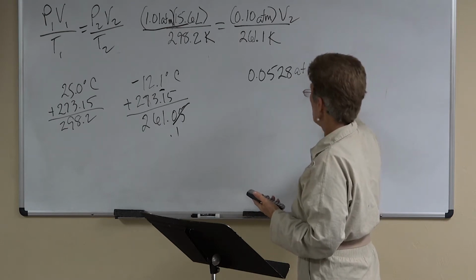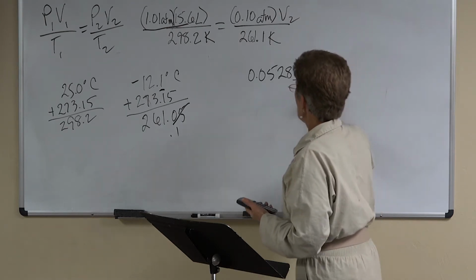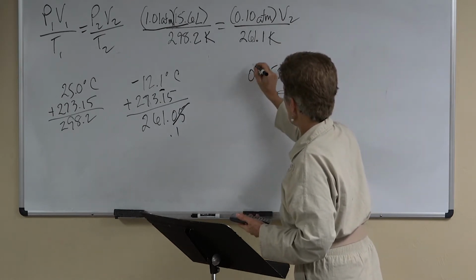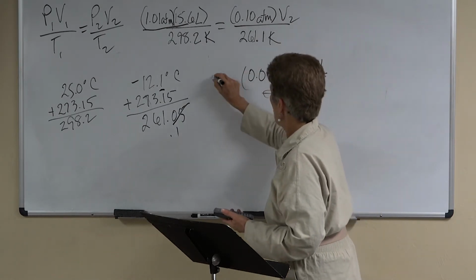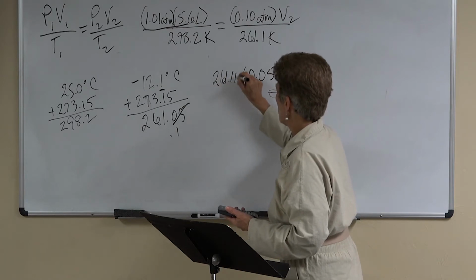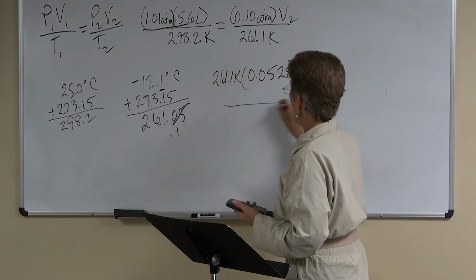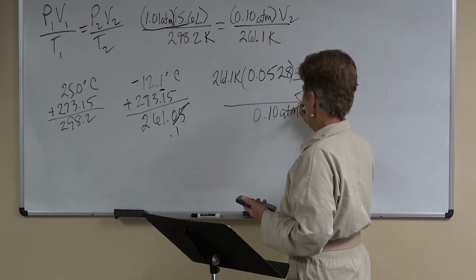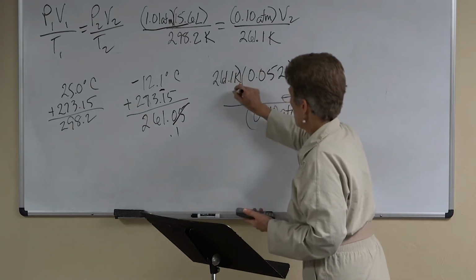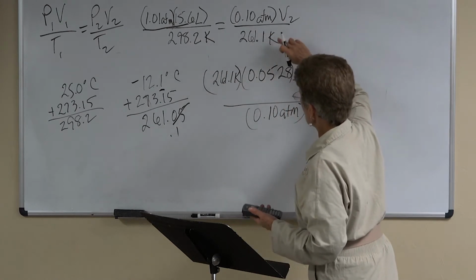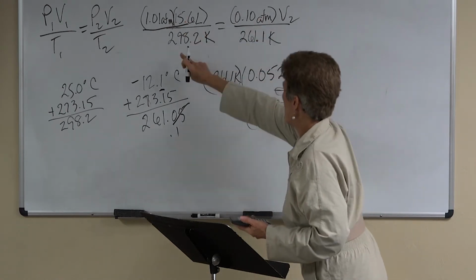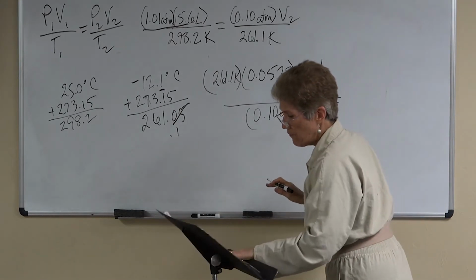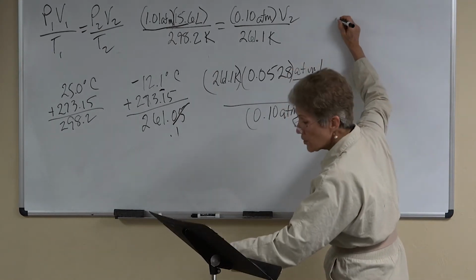atmospheres, liters per Kelvin. Now, I'm going to get V2 by itself, so I'm going to multiply this by 261.1 Kelvin and divide it by 0.10 atmospheres. Okay, if I do that, then I can get V2 by itself. I multiply that and divide it by that. So when I do this, I have to have an answer in two significant figures. I'm going to put it up here so you can see it.